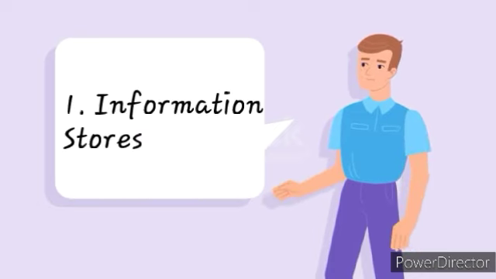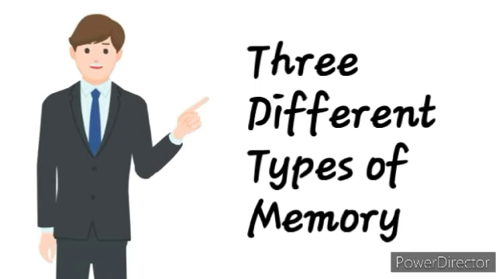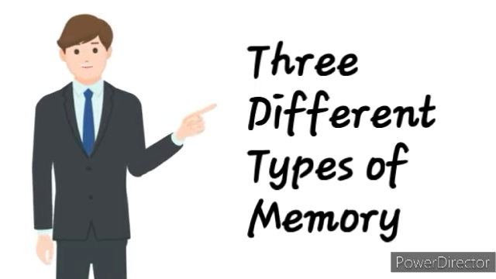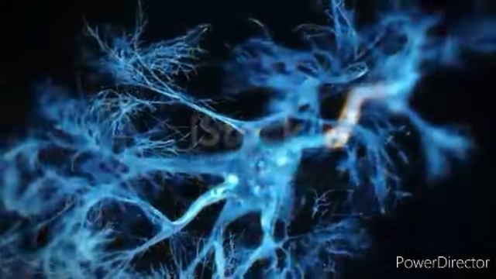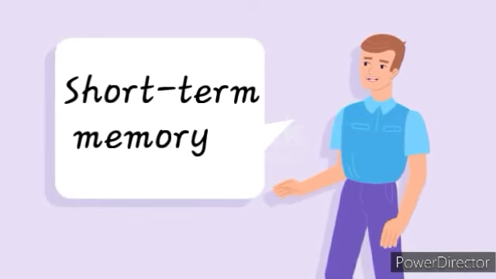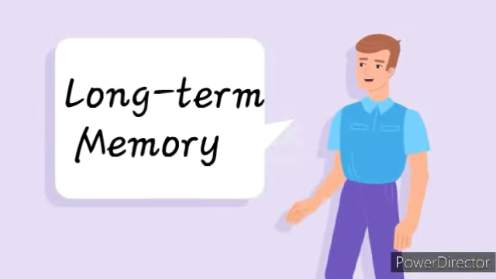Number one, information source. It refers to the places where information is stored. It is composed of the following three different types of memory. First, sensory record. It is the stage where first-hand information is received using the different senses. Second, short-term memory. It is the stage where information is processed and turned into behavior before it is transferred to long-term memory. Third is long-term memory.